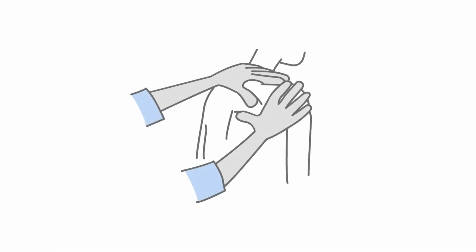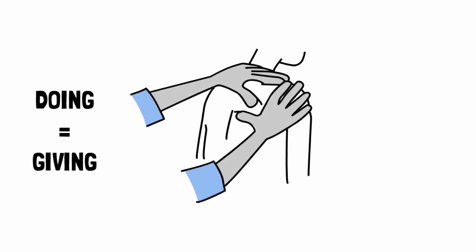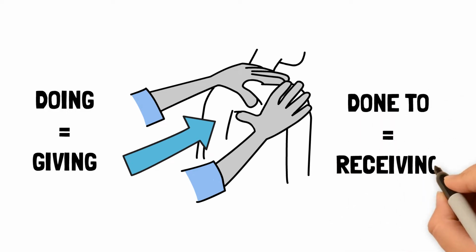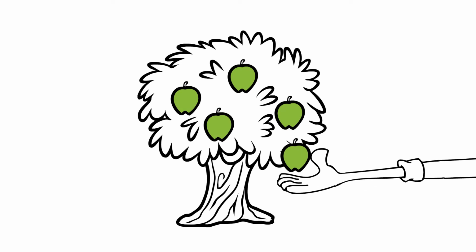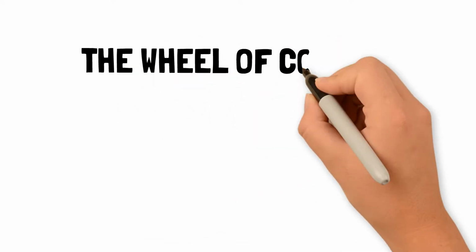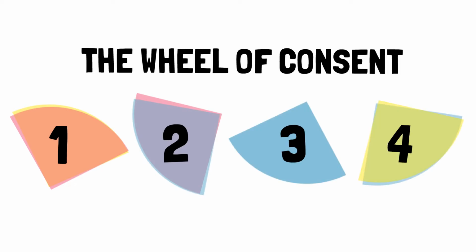We tend to think of giving and receiving in binary terms, where giving means you're doing something, and receiving means something's happening to you or being done to you. If I'm doing the massage, I'm giving it, or if it's being done to me, I'm receiving it. But that's not the whole story, as you'll know if you've ever picked an apple off someone's tree. The wheel of consent helps us expand how we look at giving and receiving into 4 distinct experiences.